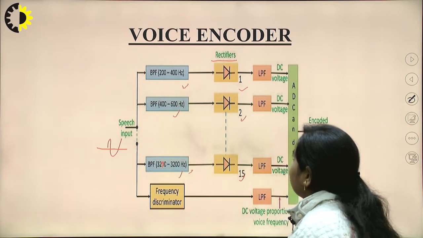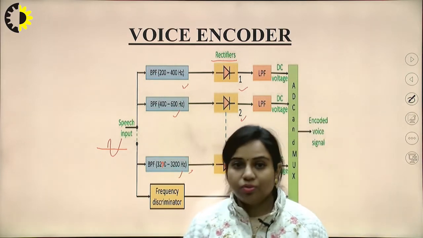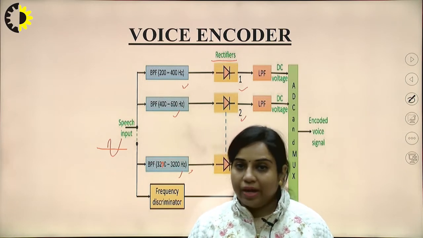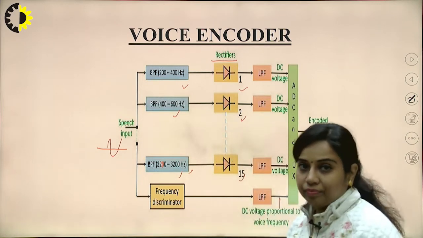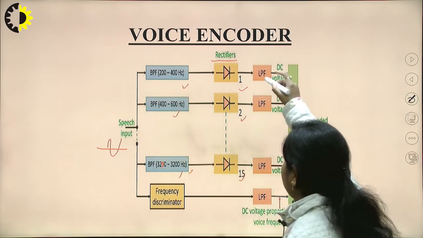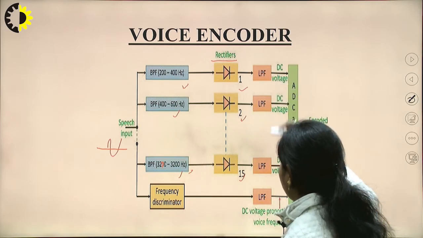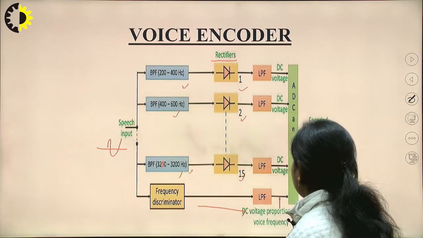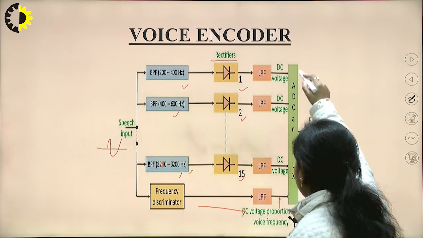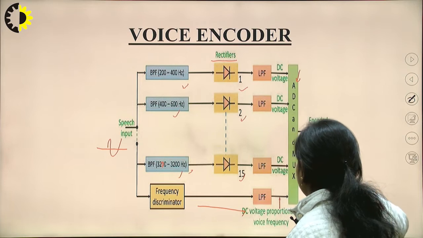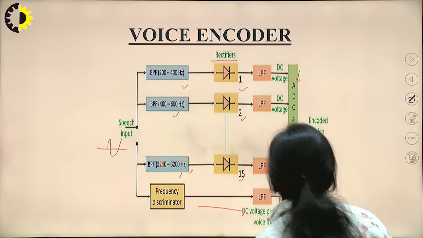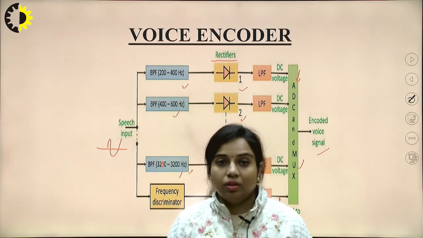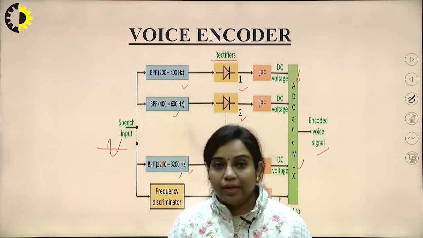There are two types of rectifiers, half wave and full wave rectifiers. Basically diodes are used in rectifiers. Then it is passed through low pass filters. So 15 low pass filters are used, and one is used after the frequency discriminator, and then it is applied to the ADC and MUX. Then the encoded voice signal will be generated. So this is the voice encoding diagram.